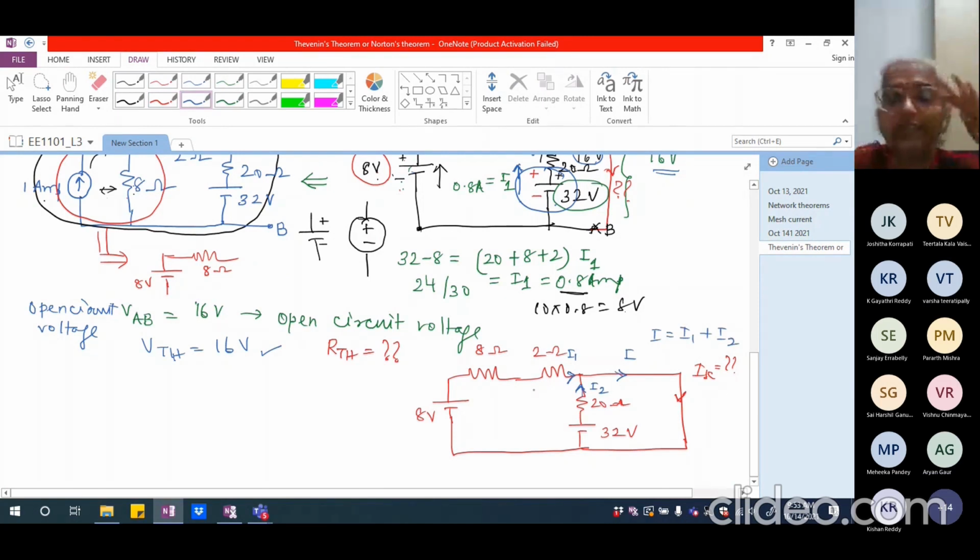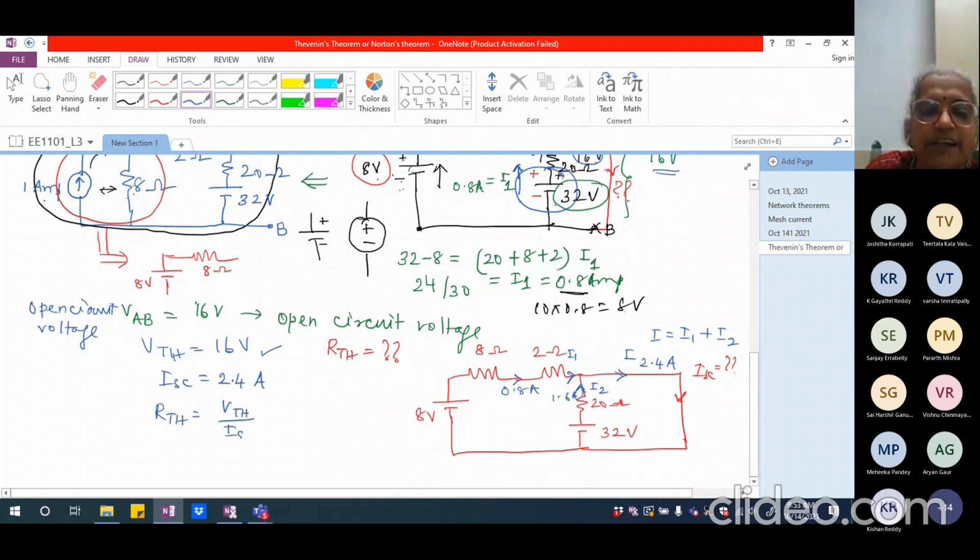So I'm going to have this as 0.8 ampere. Am I right? This will flow as 0.8 ampere. And this will flow as 32 divided by 20. That is 1.6 ampere. Am I correct? So this is going to be totally 2.4 ampere. Right? So ISC is going to be 2.4 ampere. Okay? So I can calculate RTH to be VTH divided by ISC.